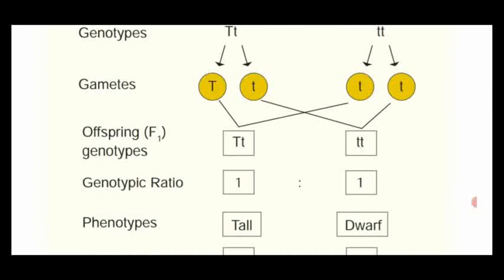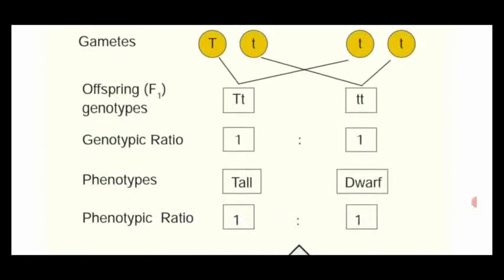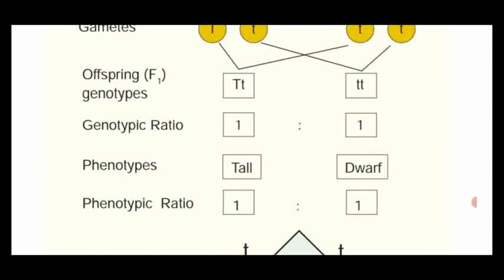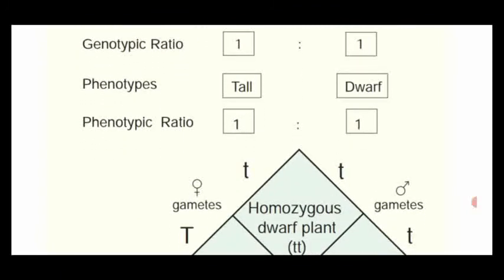What is the F1 genotype? Capital T with small t, and small t with small t. That's all. So what is the genotypic ratio? One tall and one dwarf. That is the advantage of test cross. The phenotypic ratio, what is that? 1:1.